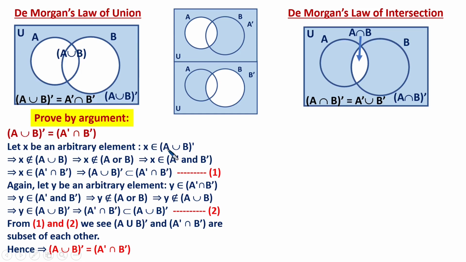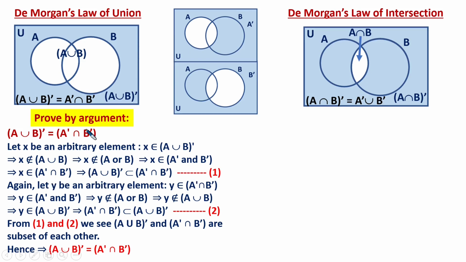Then x belongs to the complement of A union B. So if x belongs to the complement of A union B, it will not belong to A union B. When I say union, it means it either belongs to A or B, as I have written here. So it implies that x does not belong to A and does not belong to B. If it does not belong to A, it has to belong to A prime, and if it does not belong to B, it will belong to B prime. So it will belong to A prime and B prime. So I can write this as x belongs to A prime intersection B prime, because it's "and" here.